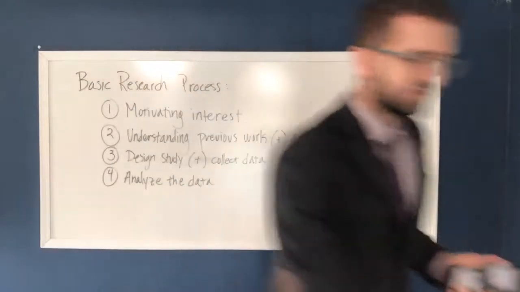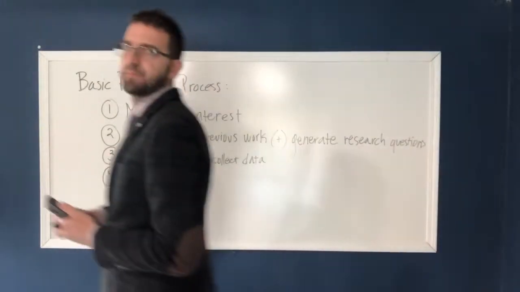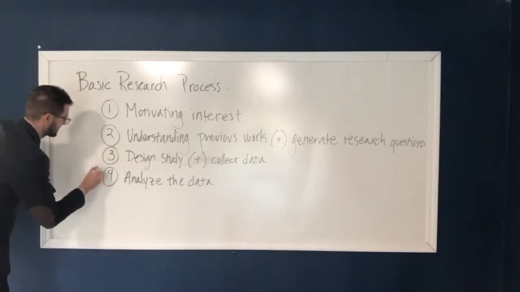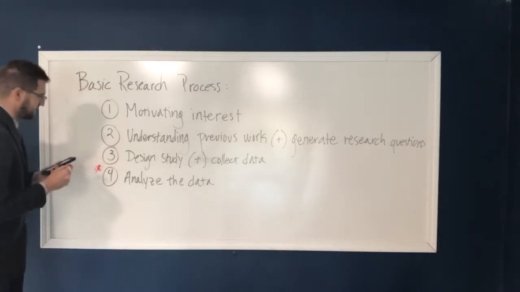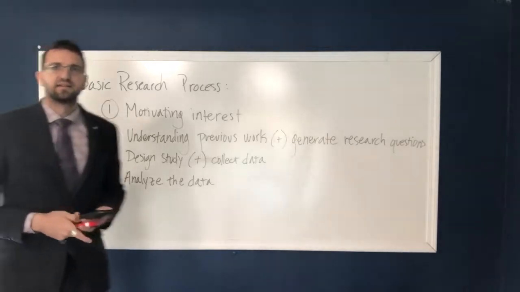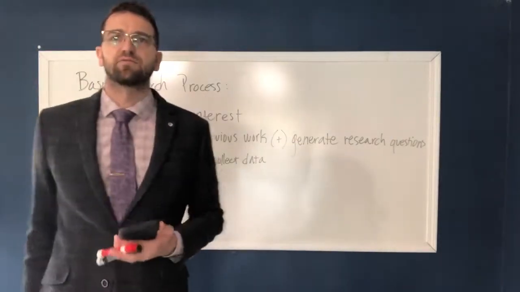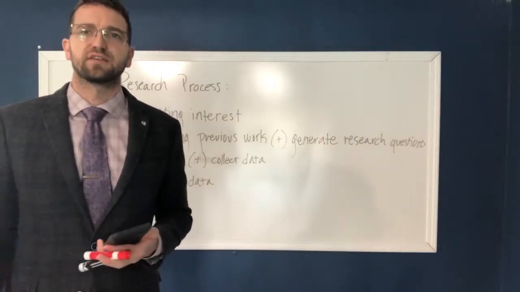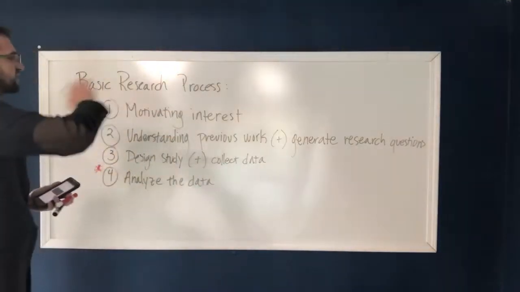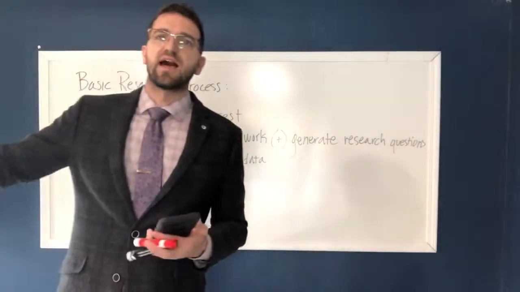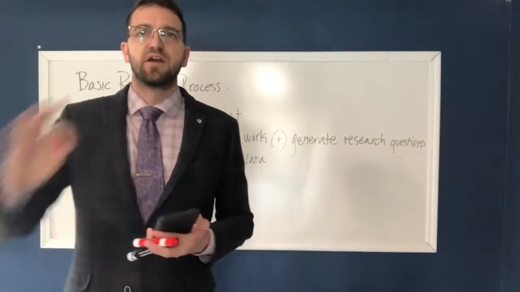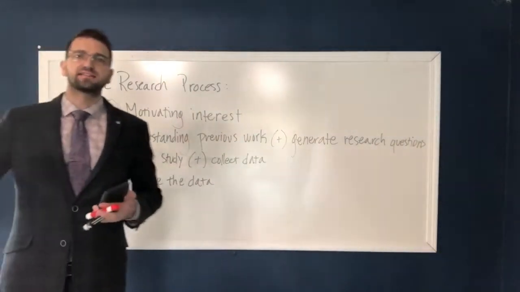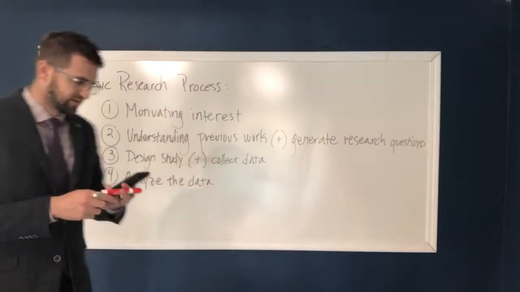Okay, so something you might be happy about is the fact that this class just focuses on step number 4, analyze the data. You might have already taken a research methods class, or you will. That's the usual sequence. You take stats and then you take research methods. And you'll learn about all this other stuff in a lot of detail, and detail I'm not going to cover. All I'm going to focus on is point number 4. How do we analyze and make sense of data?